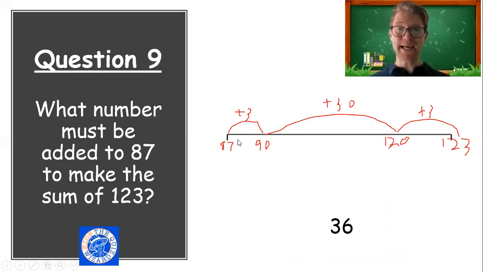So what's my next 10? My next 10 is 90. So I have to add three to get to that, 88, 89, 90. Then I look for the 10 that is closest to my total, and that's 120. So I count on in tens from 90, 100, 110, 120. So I've added 30 to get to there. And my final jump is from 120 to 123.